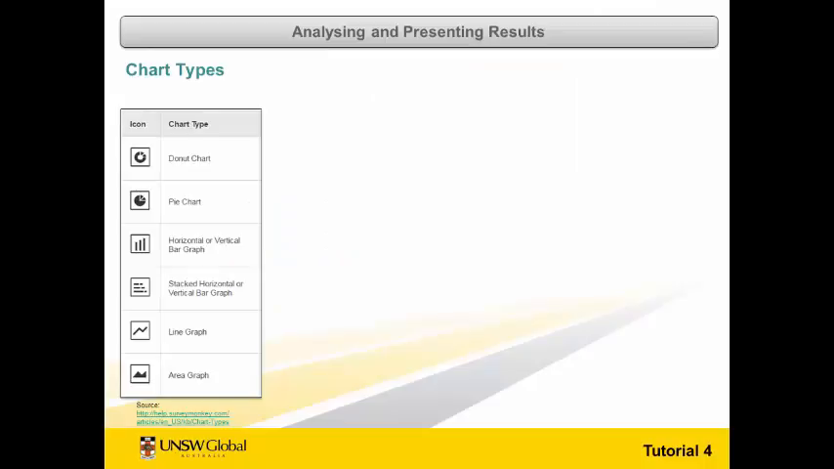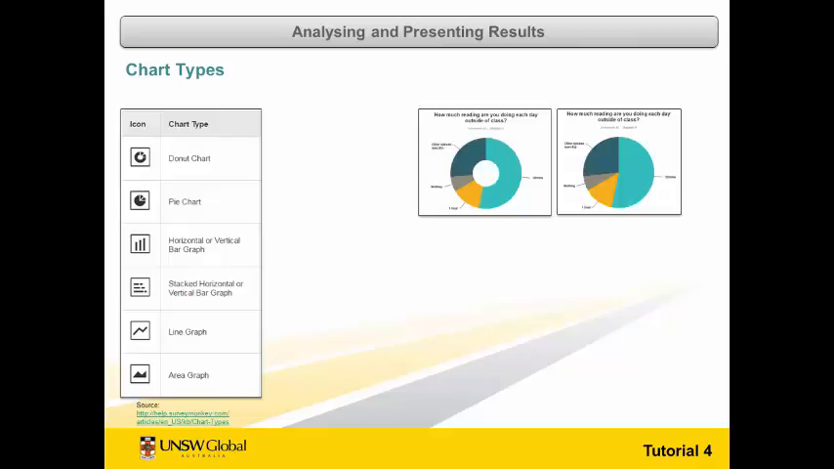As you saw, there are a number of different chart types in SurveyMonkey that we can use for our presentation. Let's have a look at these different charts and when to use them. So we'll begin with the donut chart and the pie chart. These are used to show proportion of data. They're not good for displaying data over time.